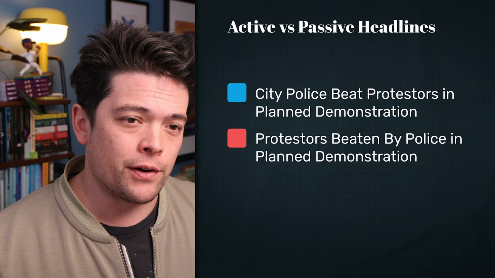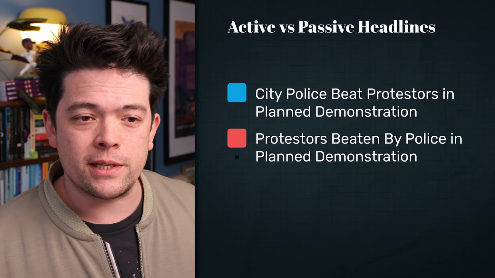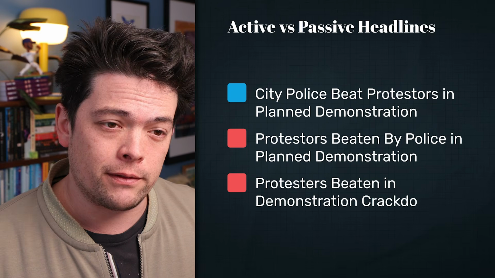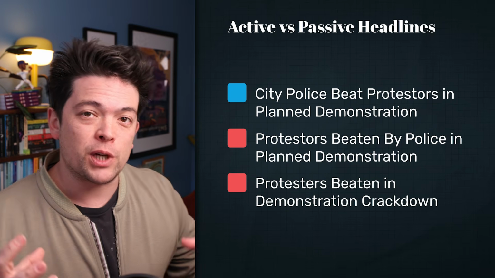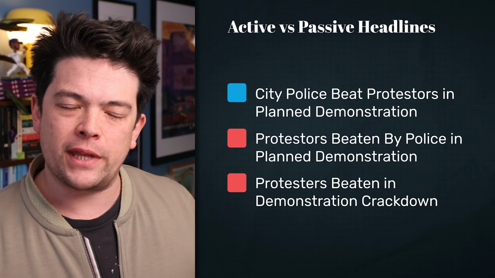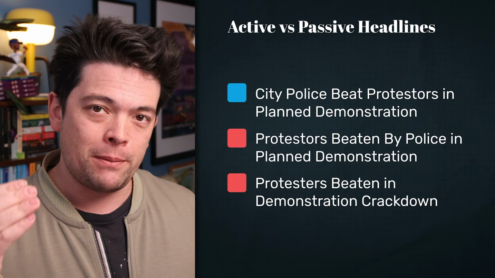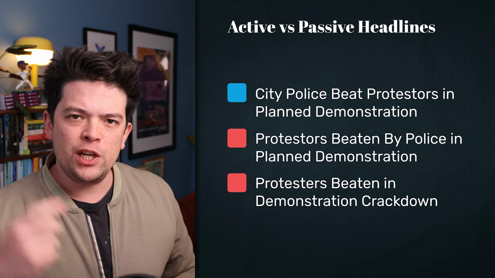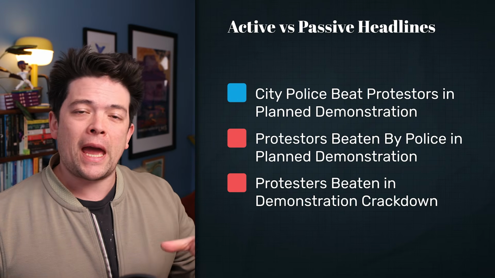But let's take it one step further with a headline like, "Protesters beaten in demonstration crackdown." This last one now removes the subject of the sentence altogether, the police. With each layer of passive voice, the character with agency, the one who did the action, is being pushed further and further back. Each of the different headlines you read will shape how a reader perceives what happens. Passive voice is a tool of emphasis, and it can completely affect the framing of a story.